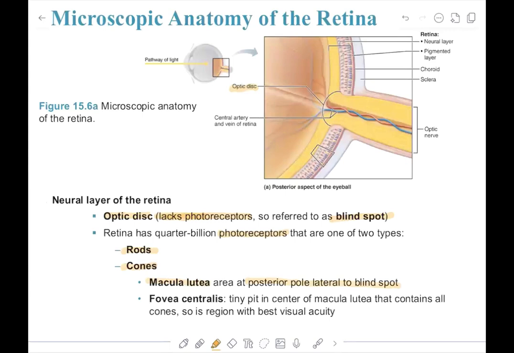At the very center of the macula is a very, very small, tiny dot, which we'll see better coming up. That's called the fovea centralis. So it's a pit in the center of the macula lutea that contains all cones. So it's the best visual acuity. I like to think of that almost as like the best HDMI video that you could possibly have.